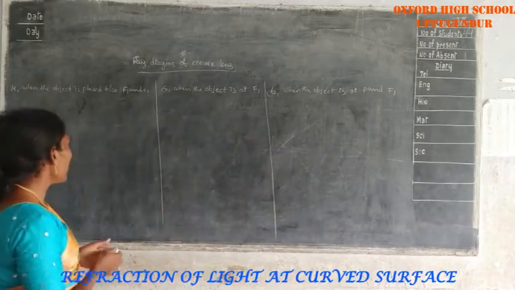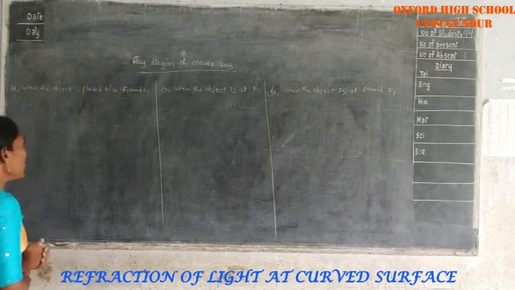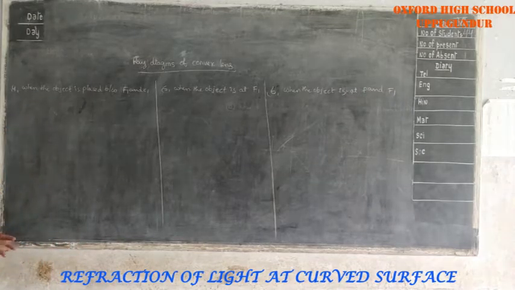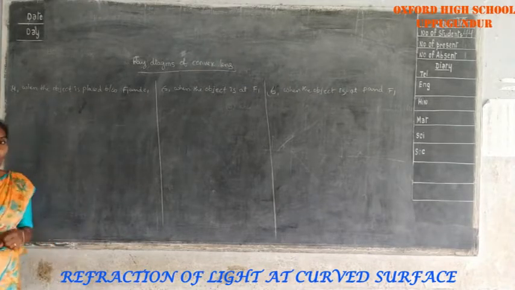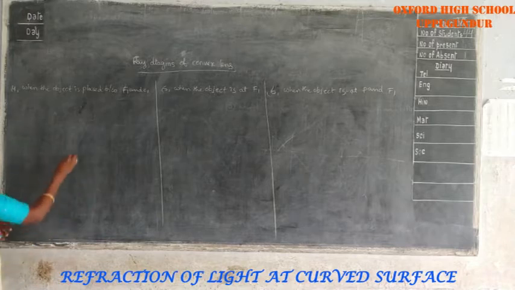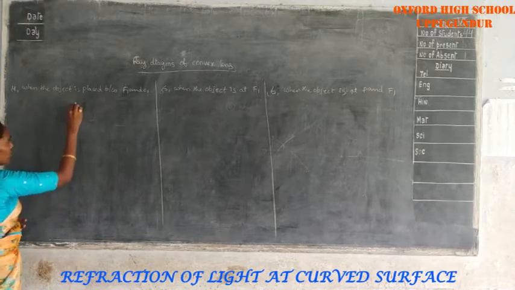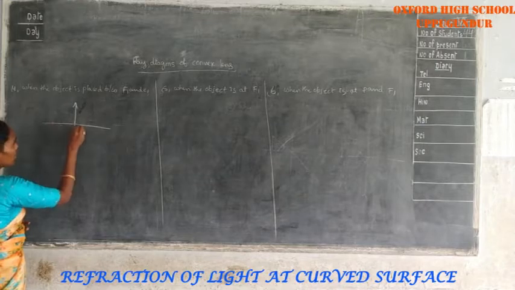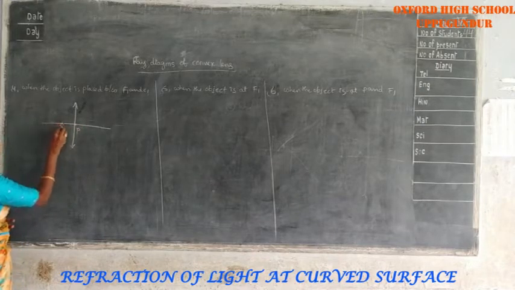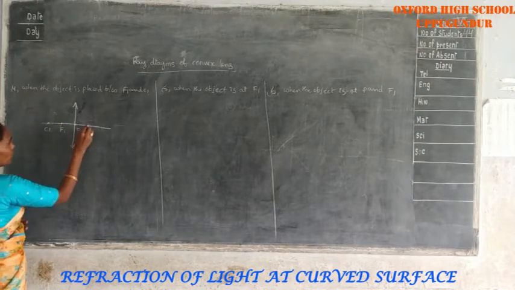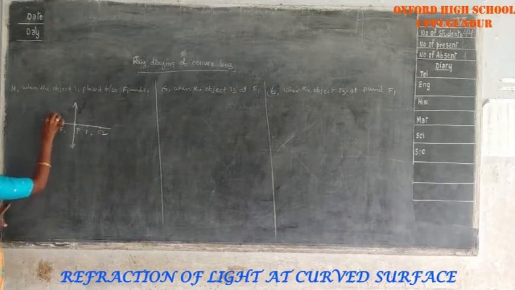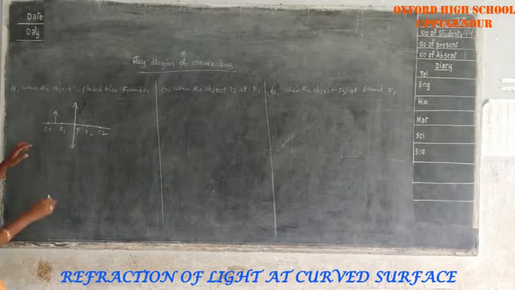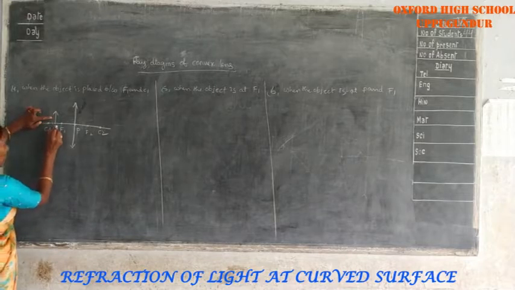See, the fourth ray diagram of the convex lens is when the object is placed between F1 and C1, that is, between the focus and the center of curvature. Where will the image be formed? This is for a biconvex lens: pole, focus F1, center of curvature C1, focus F2, center of curvature C2. Here the object is placed between F1 and C1.